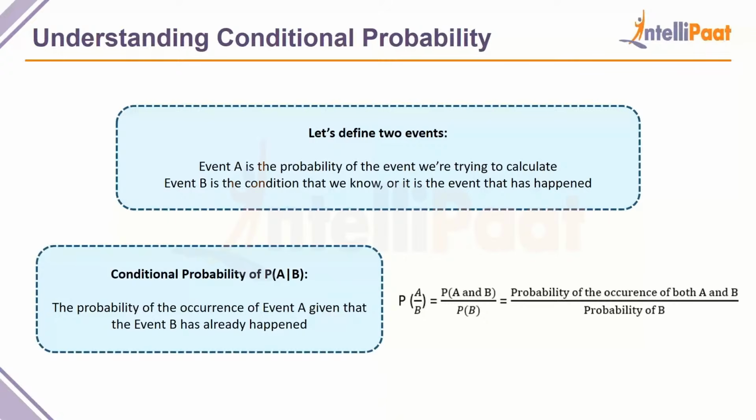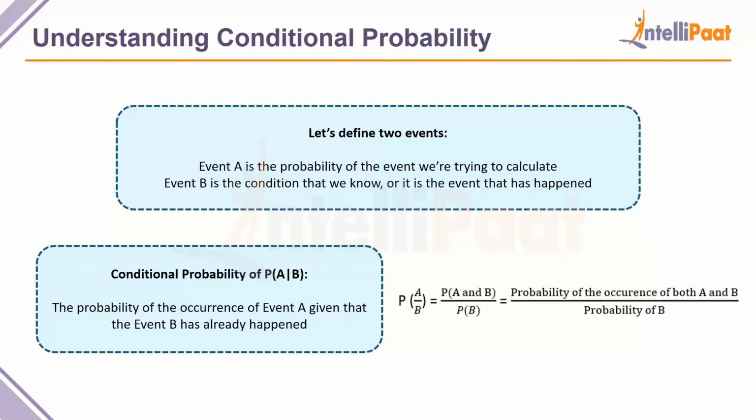Event B is the condition that we know, or the event that has happened. So we know something has happened and we want to know how that affects the probability of something else happening. Another example would be rolling a dice. If you have gotten some value out of a dice before, let's say 4, what is the probability of you getting that value again? It's going to be exactly the same because nothing has changed in that regard.